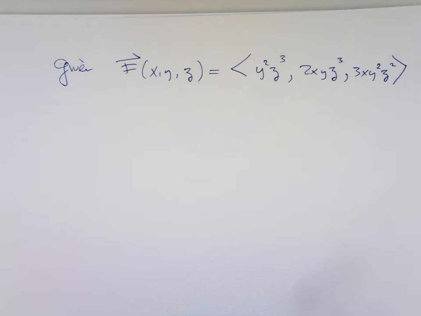All right, first thing is to find its curl and then determine whether it's conservative. And if it's conservative, find the potential function. Okay? So let's do it.